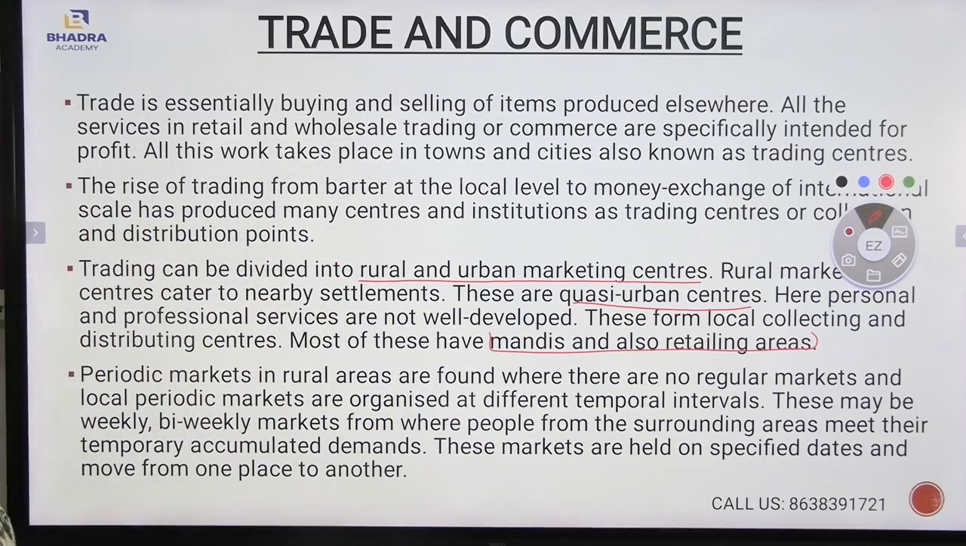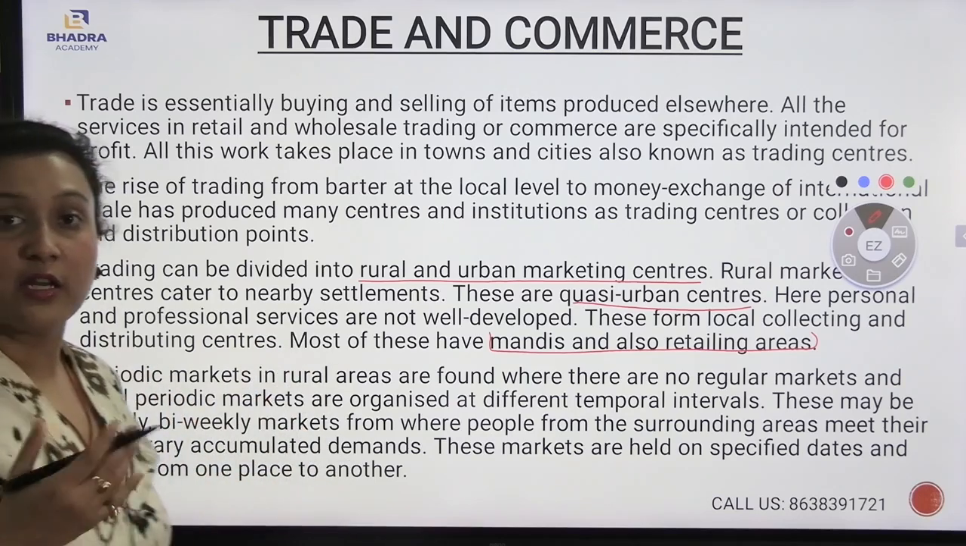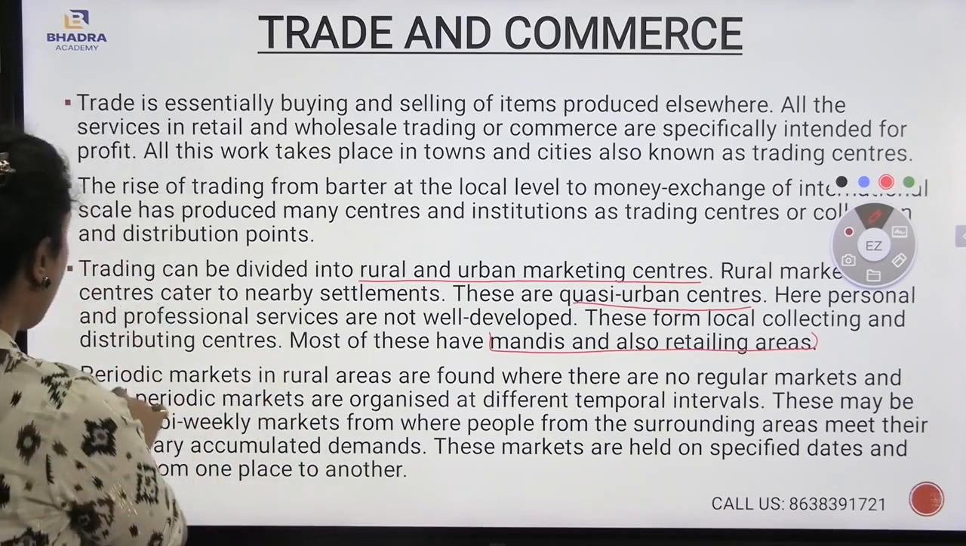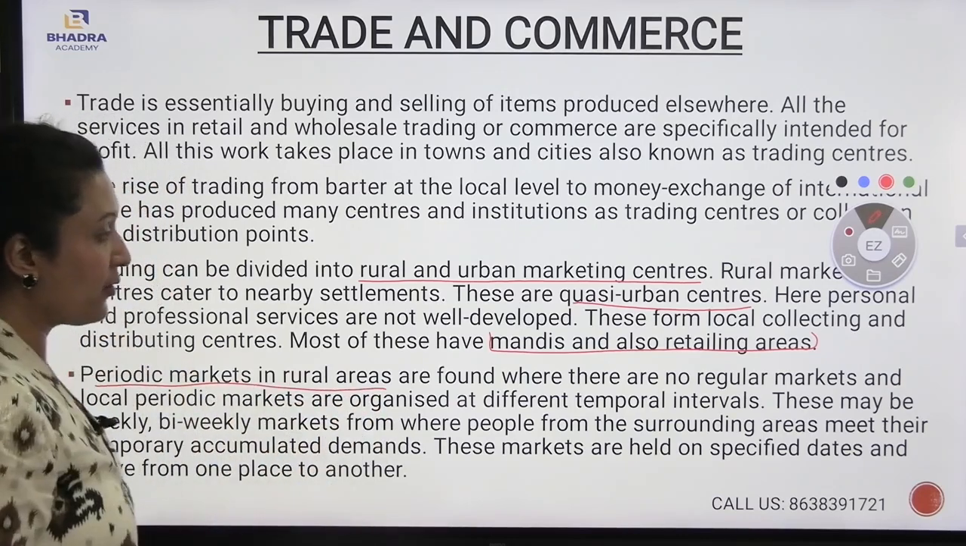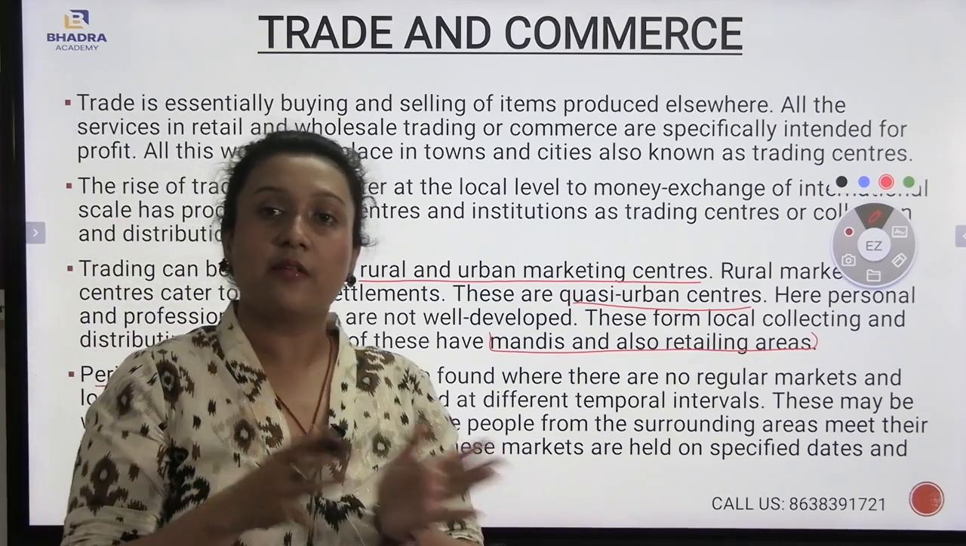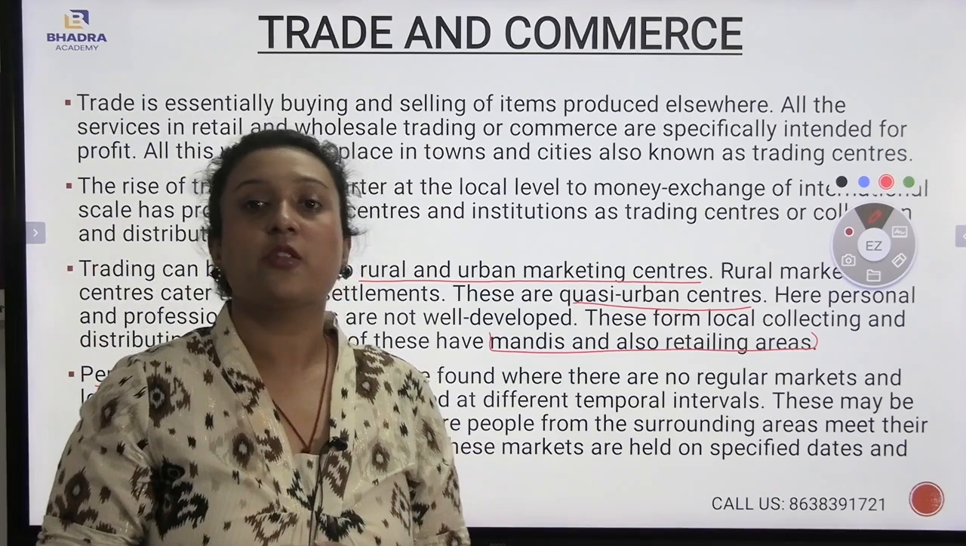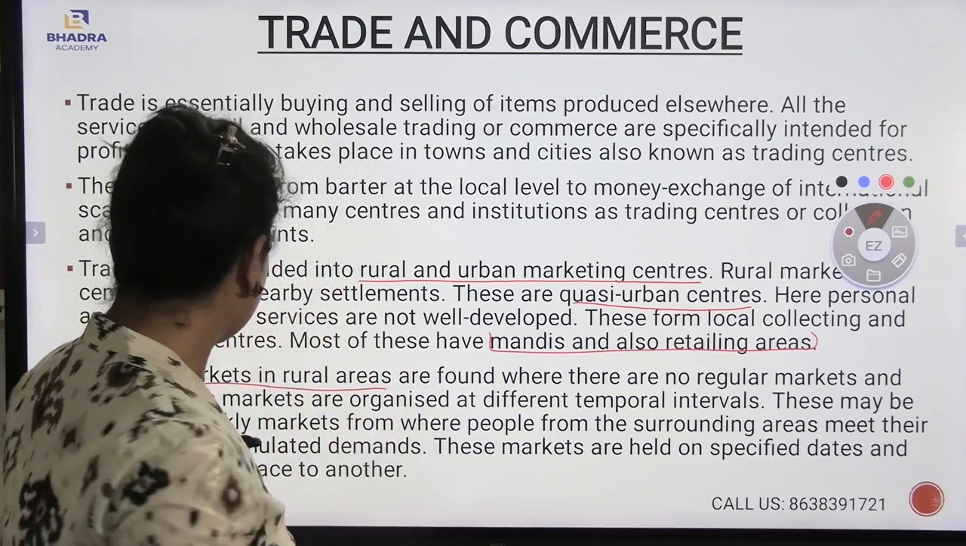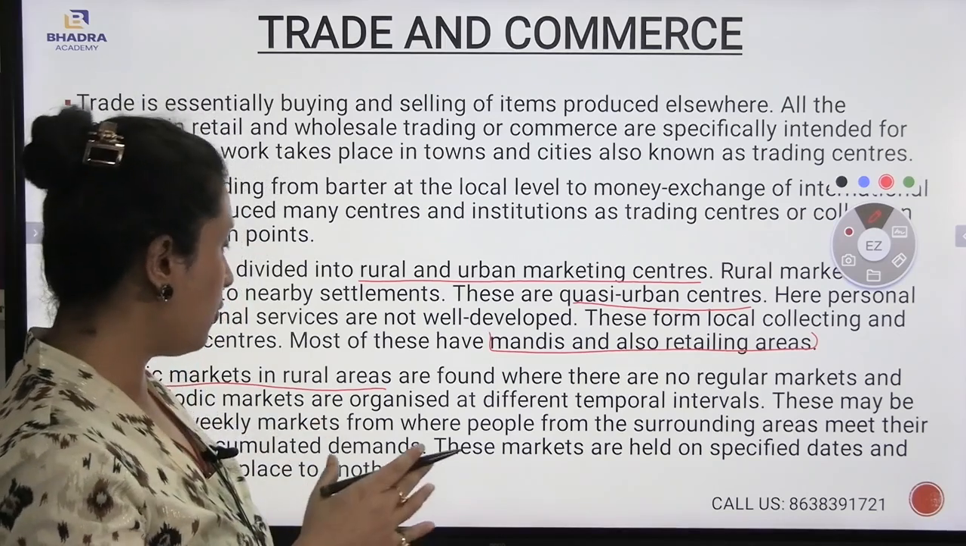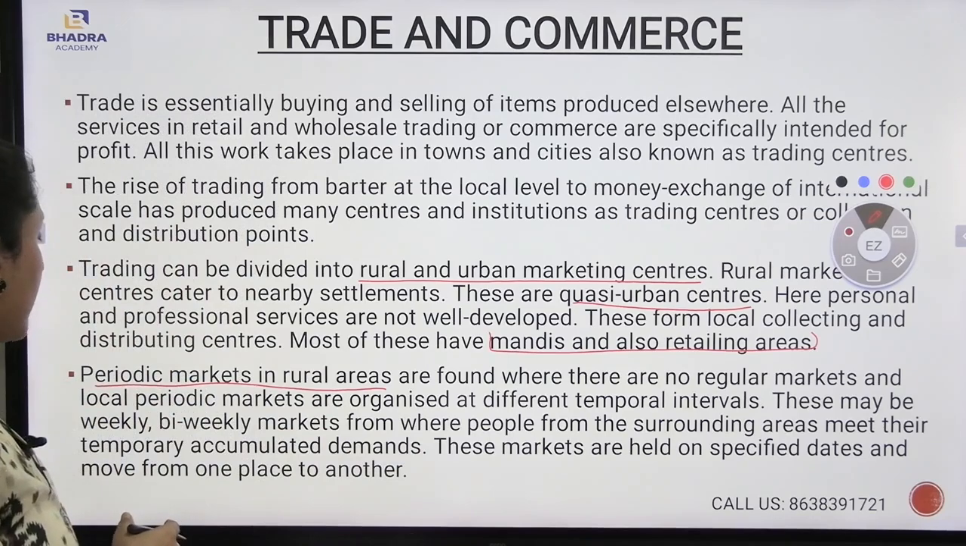Now, periodic markets in rural areas are found where there are no regular markets, and local periodic markets are organized at different temporal intervals. This may be weekly or bi-weekly markets from where people from the surrounding areas meet their temporary accumulated demands. These markets are held on specified dates and move from one place to another. In rural areas, periodic markets are more common, and there are no regular markets. You can say there are static markets, but the markets are very much of a periodic kind.